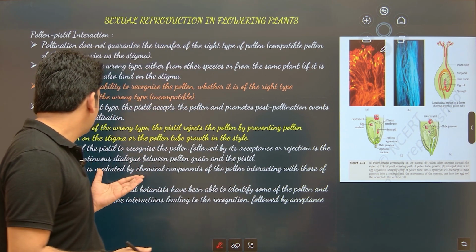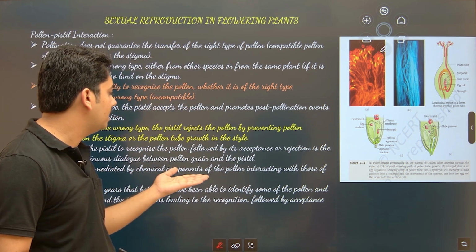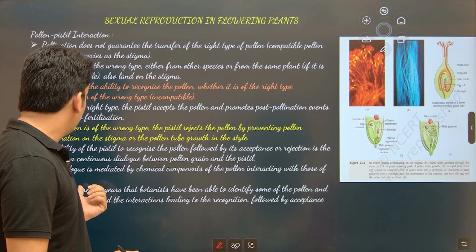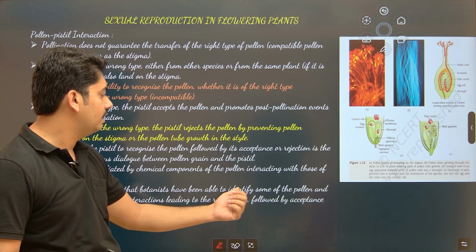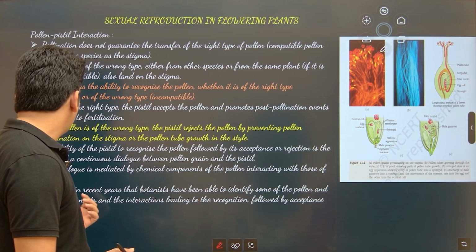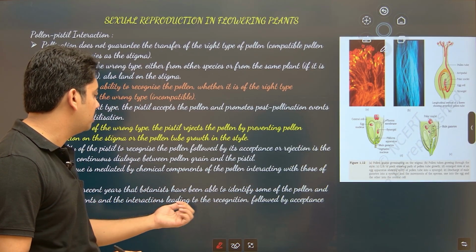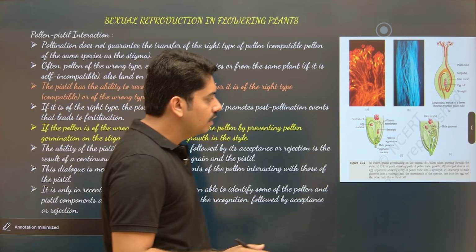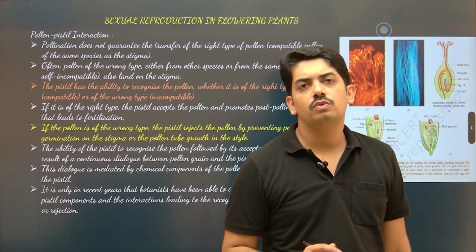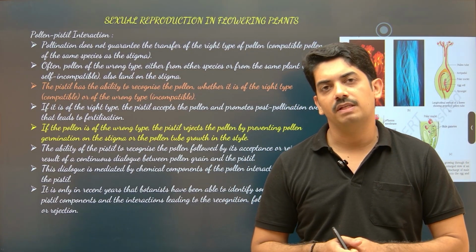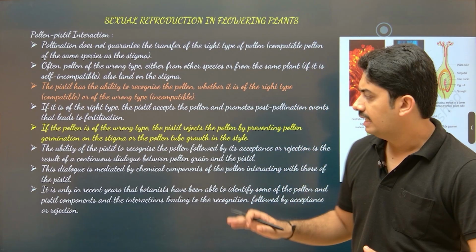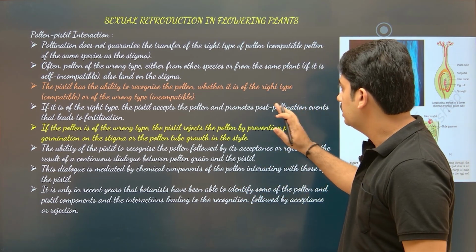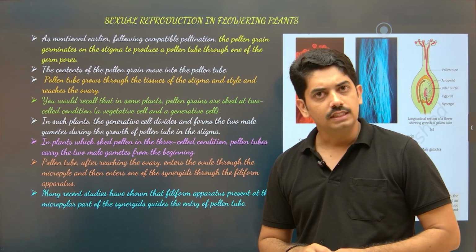Yes. Now the dialogue is mediated by chemical components of the pollen interacting with those of the pistil. It is only in recent years that botanists have been able to identify some of the pollen and pistil components and the interactions leading to the recognition, followed by acceptance or rejection. So far, we tried hard to understand what type of interaction takes place between the pollen grain and the stigmatic surface. Recently, scientists are able to find out the type of interaction taking place between the pollen grain and the stigmatic surface.